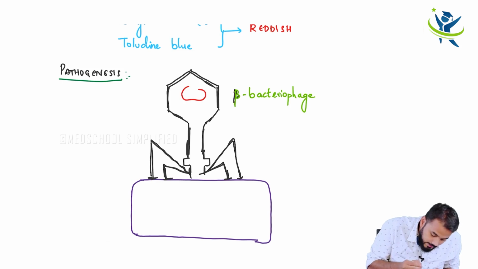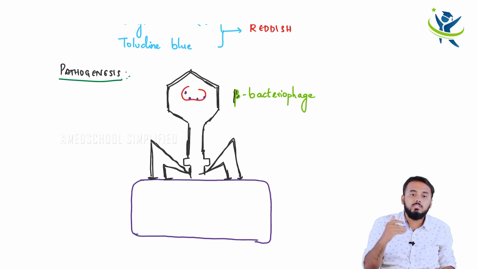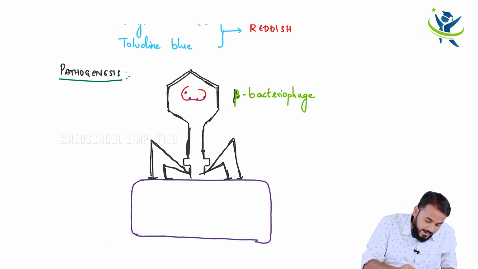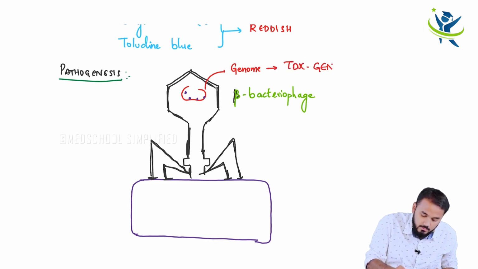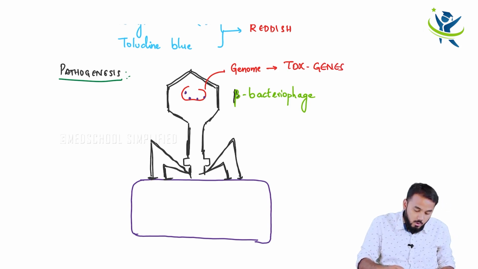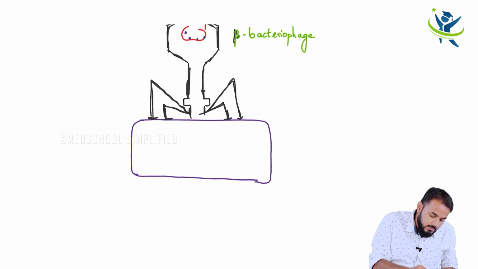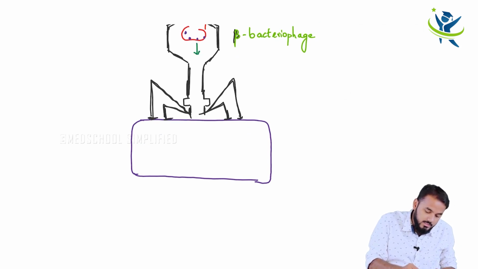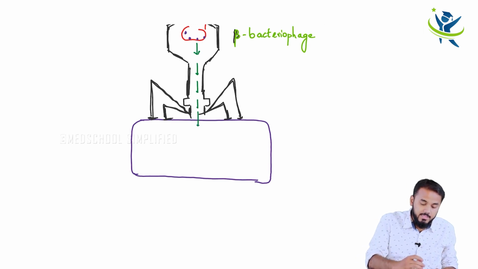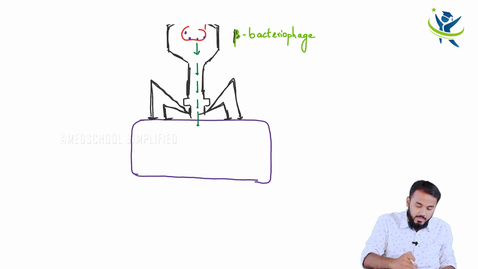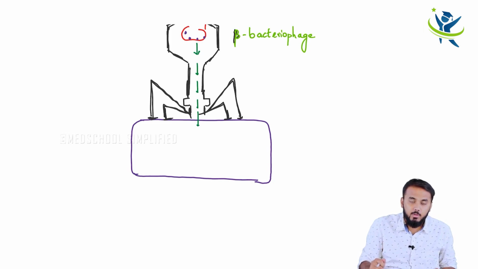Now within this genetic material, I am drawing small dots over here. These dots are called tox genes. So this bacteriophage has a genome, and this genome has tox genes. Now slowly the bacteriophage genome gets inserted into the bacteria, the Corynebacterium diphtheriae.